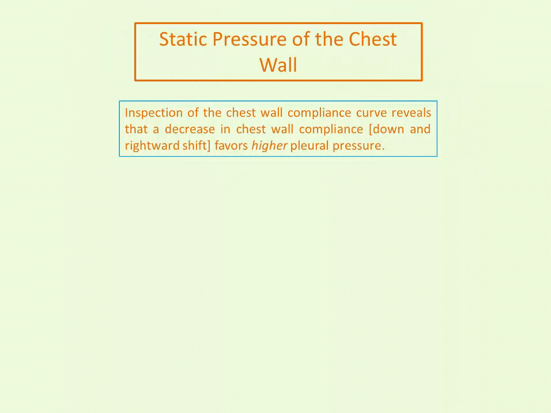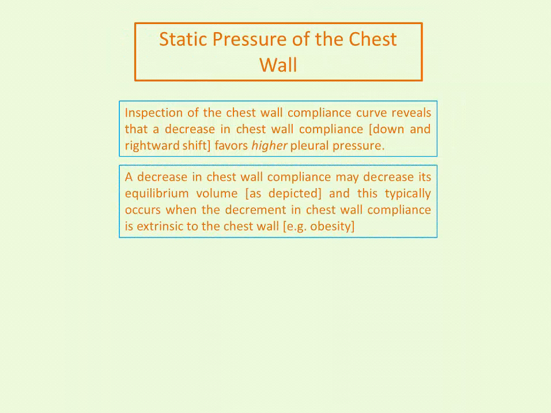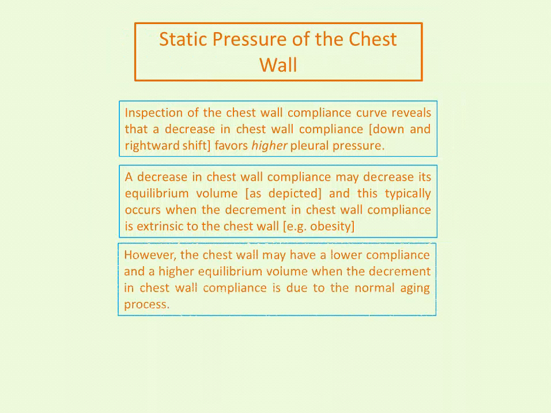So inspection of the chest wall curve reveals that this decrease in chest wall compliance curve favors a higher pleural pressure. As we just saw, if the curve shifts down and to the right, then it tends to favor more positive pleural pressures. Whereas, a decrease in the chest wall compliance curve also tends to decrease equilibrium volume. And this typically occurs when the decrement in chest wall compliance is extrinsic to the chest wall cavity.